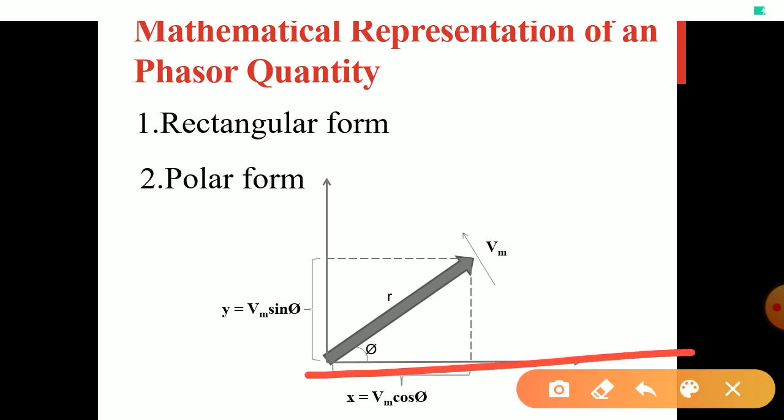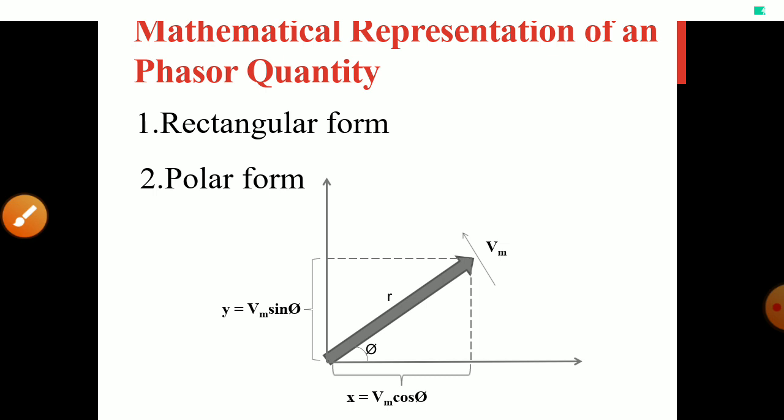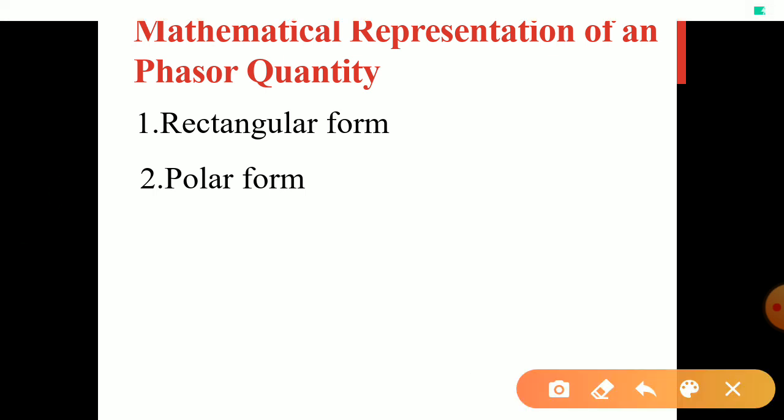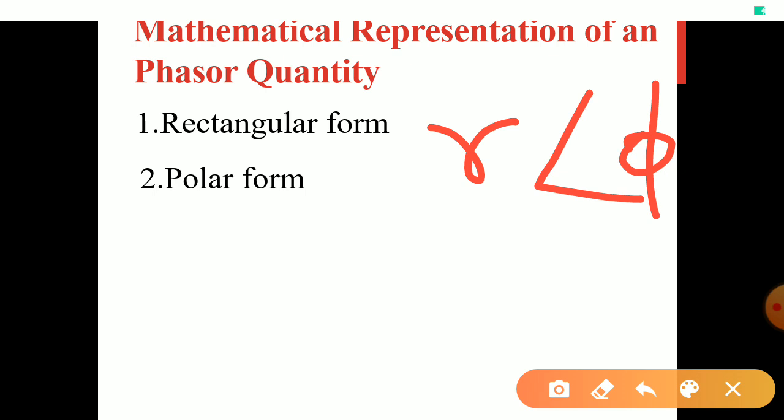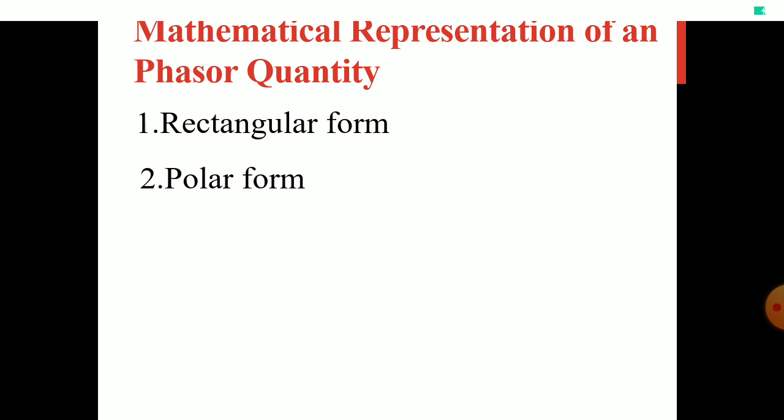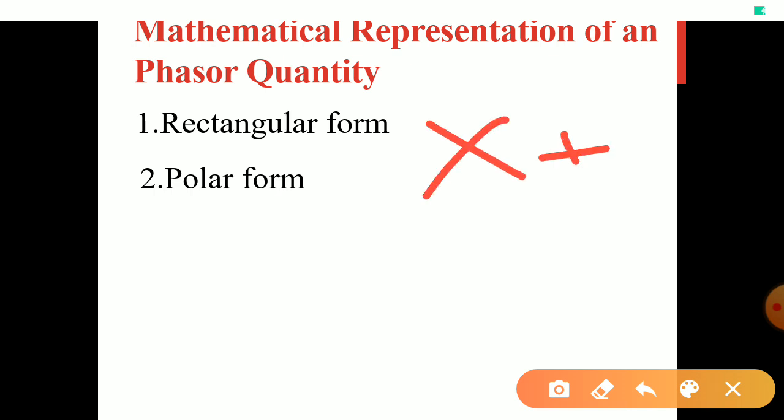This x-axis is now called the real axis, whereas in complex you know that the y-axis is the complex part. So while writing, what we do is, see, polar format we write down as r angle phi, whereas rectangular format we write down as x plus jy.